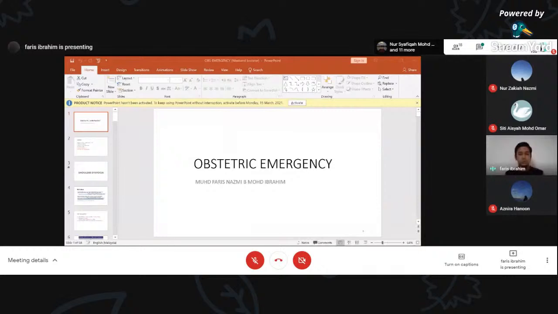Okay, Bismillahirrahmanirrahim. Assalamualaikum warahmatullahi wabarakatuh. Boleh nampak slide ke? Saya boleh dengar suara saya? Okay.